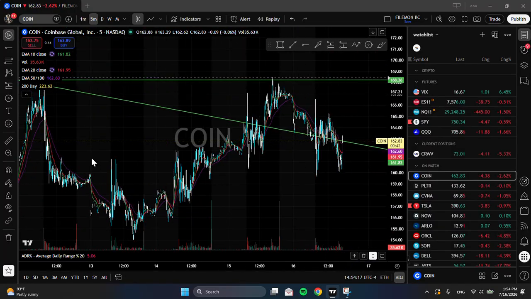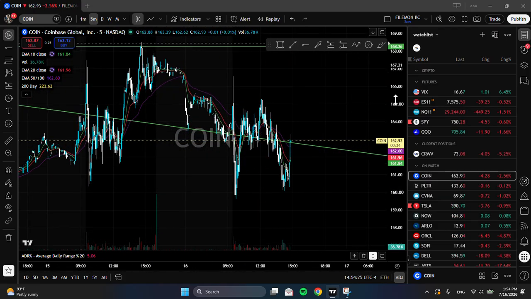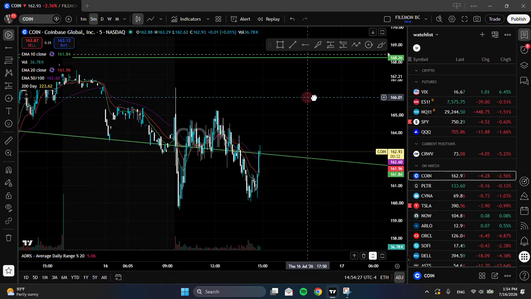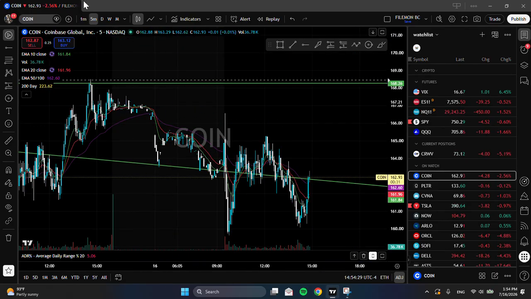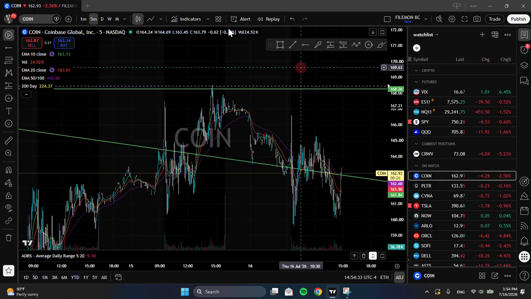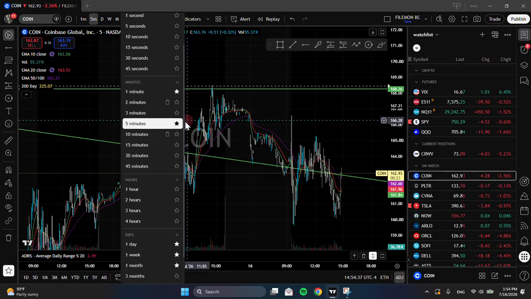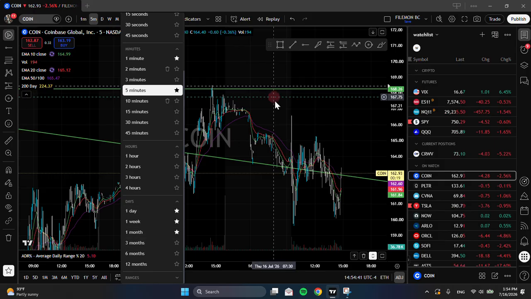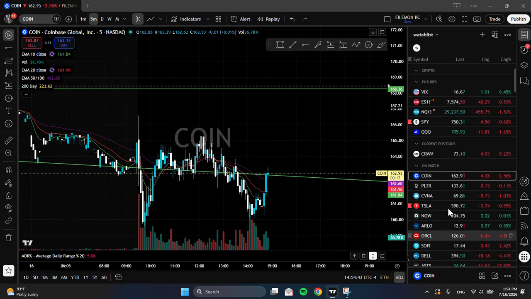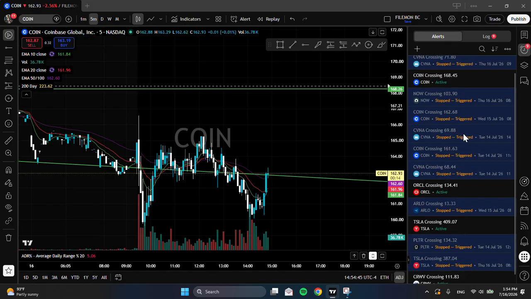So the ADR, the volume, the EMAs. I only have 4 EMAs. And what else? The time frames. Time frames are pretty much easy. How do you add the time frames? You just go here and then just put a star on the ones you like. Do the 5 minute, the daily, the weekly. Pretty simple. The watch list. Let's talk about the watch list.